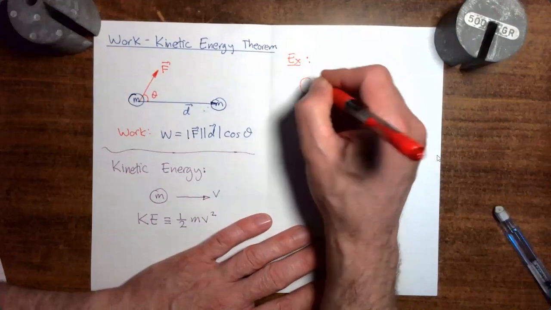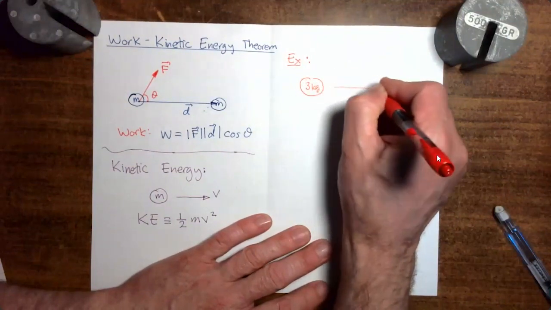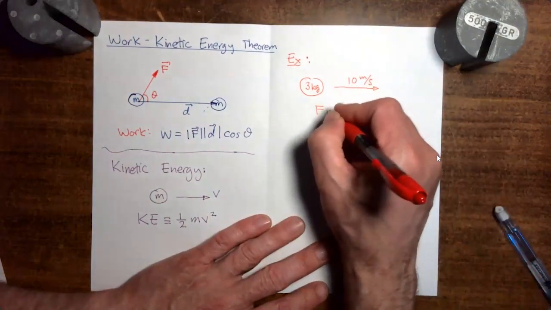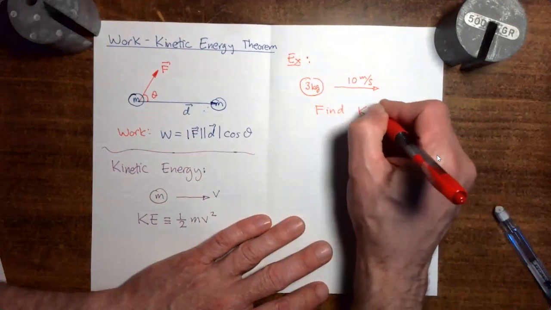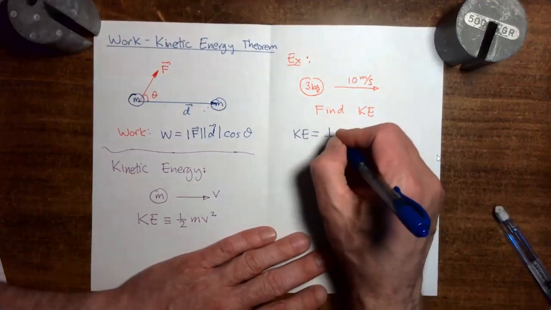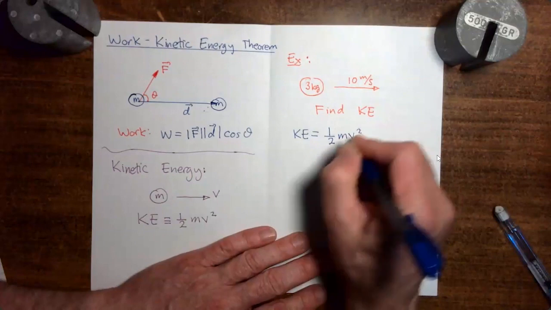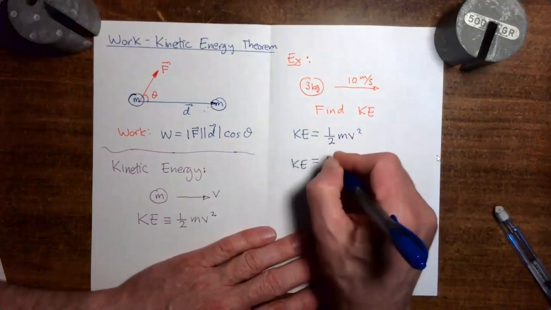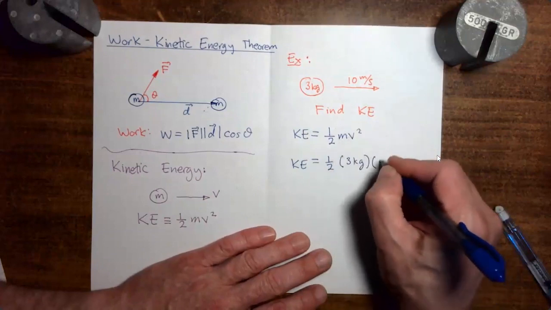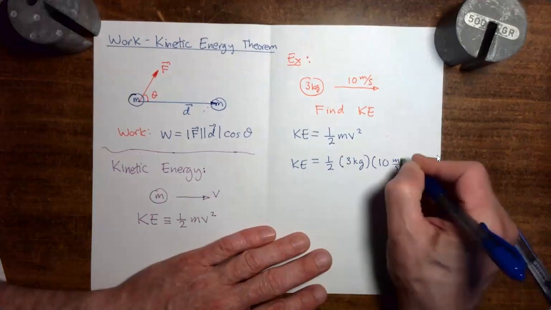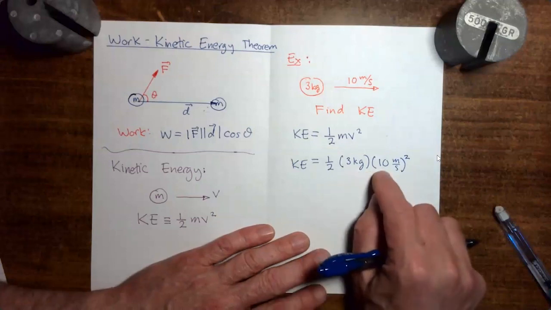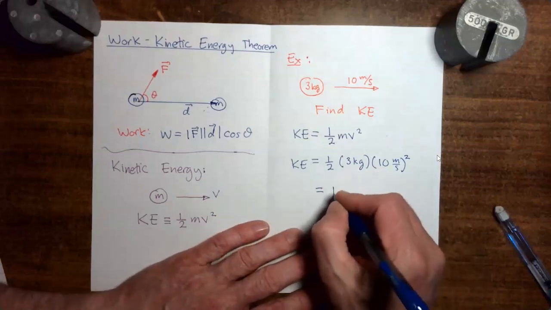Let's say that we have a 3-kilogram object, and it is moving at 10 meters per second. We would like to find the kinetic energy of the object. So this is just a straight substitution into the formula. We have kinetic energy equals 1/2 the mass times the speed squared. So now substituting, we put in the mass, 3 kilograms. We put in the speed, 10 meters per second. That gets squared. Okay, so the numerical value would be 3 times 100, 300 divided by 2, which would be 150.